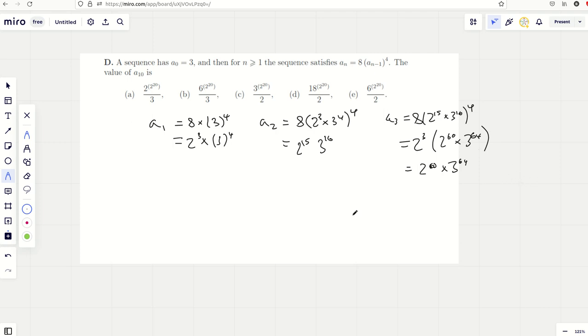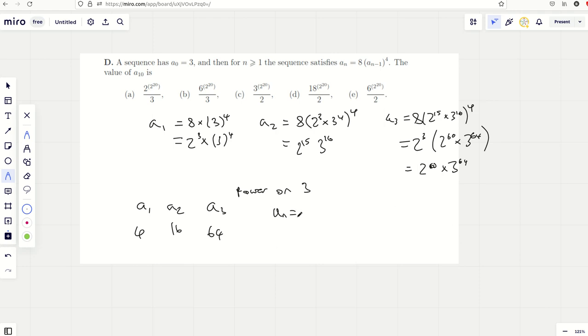That's like a geometric sequence, isn't it? Yeah. So let's just figure out the power on a geometric sequence. Let's just look at the power on 3. For A1, it's 4. For A2, it's 16. For A3, it's 64. So we can easily work out now what it's going to be. If you like, you can just use that formula, can't you?